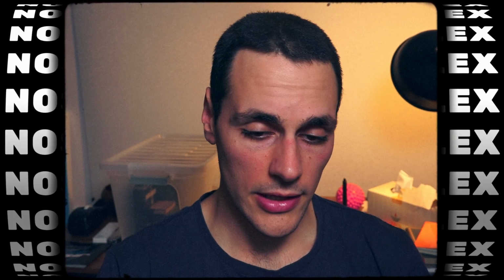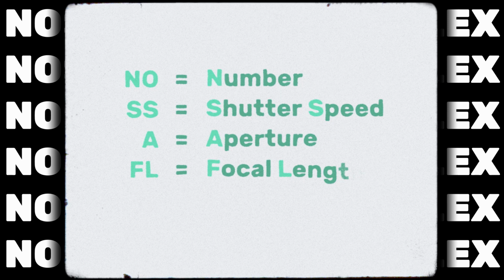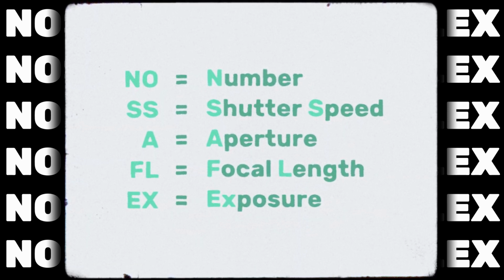If you don't know what the NOSSAFLEX system is, we do have a video. There'll be a link up here and in the description, but a basic rundown of it is NO equals number, SS equals shutter speed, A equals aperture, FL equals focal length, EX equals exposure.